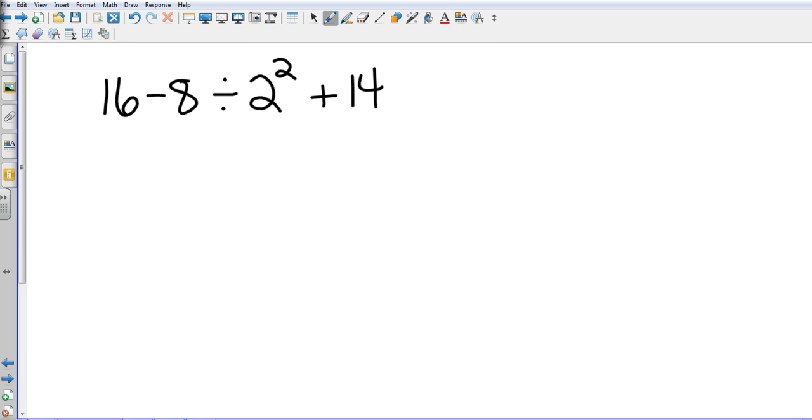Here's our first problem. 16 minus 8 divided by 2 squared plus 14. Keep in the back of your mind, please excuse my dear Aunt Sally.